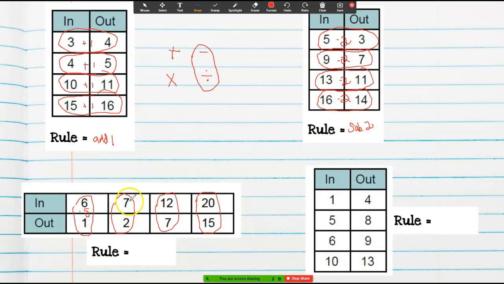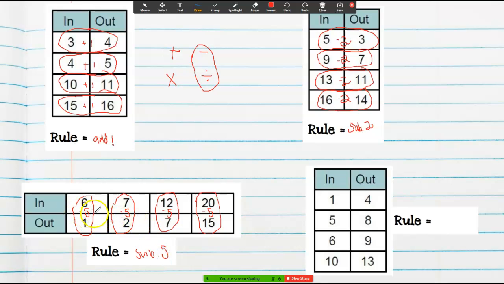Okay? And let's see, 7 minus 5. Yep, that's 2 also. 12 minus 5 is 7. And 20 minus 5 is 15. So I know that's my rule. So my rule is subtract 5.